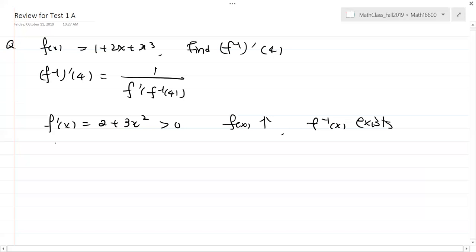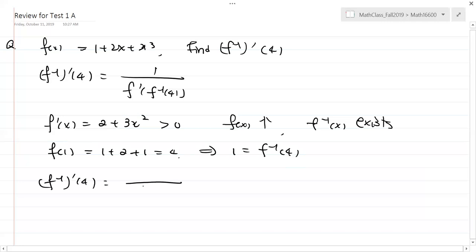Well, what we can tell is f of 1 equals 1 plus 2 times 1 plus 1, which is 4. That implies at least I can tell the value of the inverse at 4, which is going to be 1. That's all we need. Okay? If you are still not familiar with this, then you will have trouble finding the derivative of an inverse at some particular number.